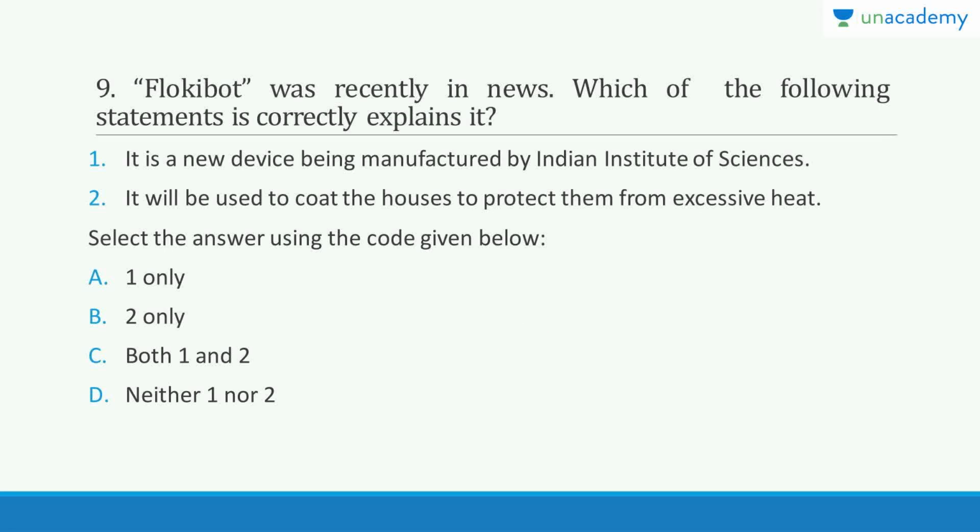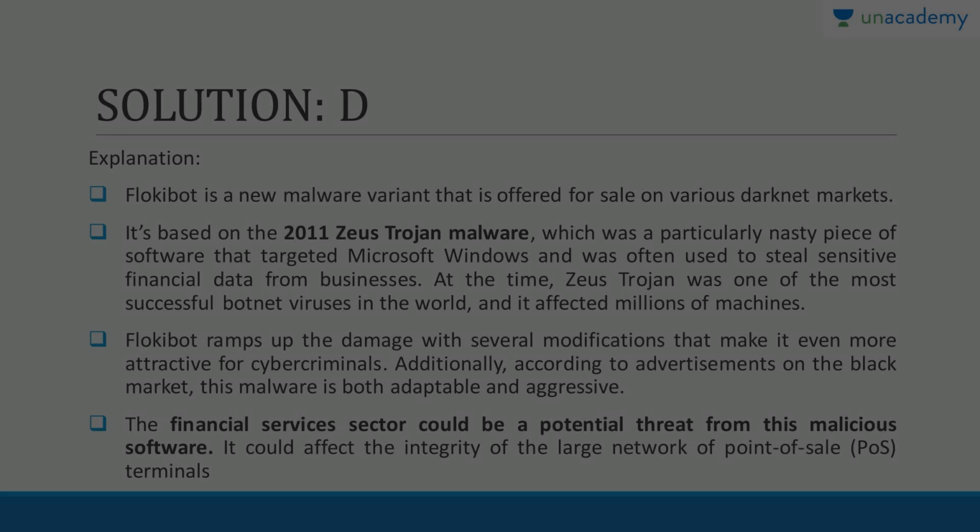Question number 9. Flokibot was recently in news. Which of the following statements correctly explains it? It is a new device being manufactured by Indian Institute of Science. This is wrong. It will be used to coat the houses to protect them from excessive heat. This is also wrong. So answer here is D, neither 1 nor 2.